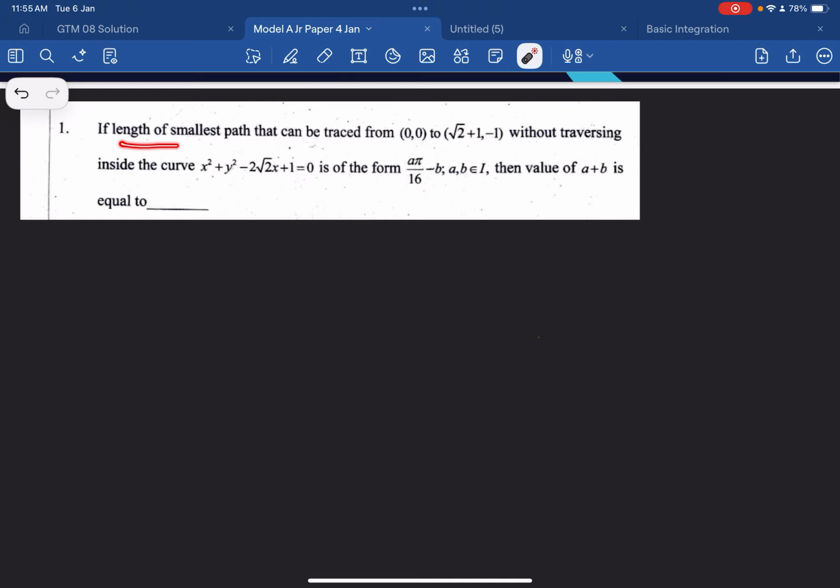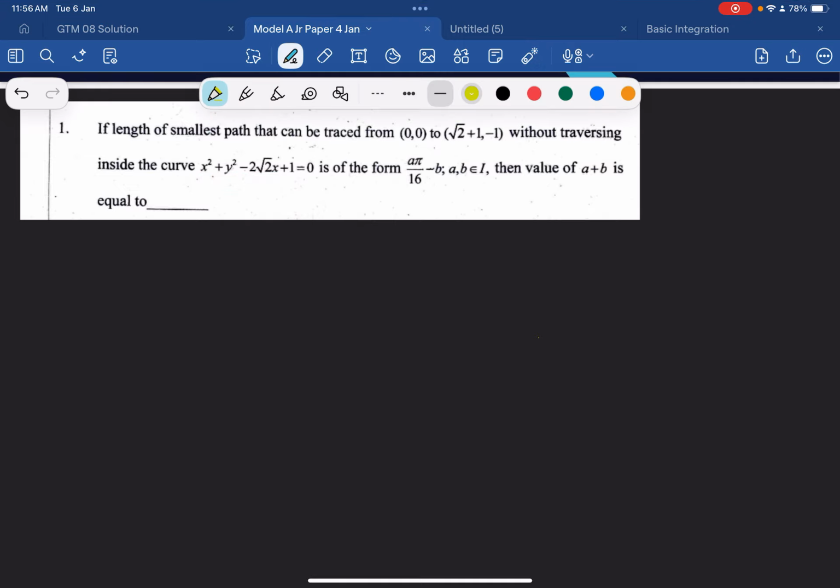They are saying that the length of the smallest path that can be traced from the origin to this point, without traversing inside the curve, is of this form. All right. So first of all, I'm going to draw the circle and then locate these 2 points, and then I will explain the meaning of this question itself.